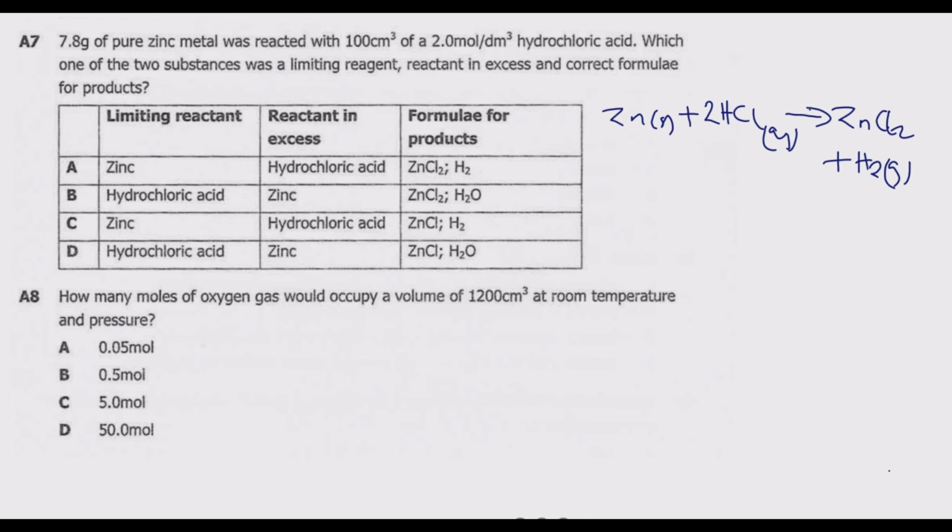So let us look at the options. Before even going further, we can eliminate which ones are not the products. We know that the products are these two. We know that there is no water because there is no oxygen there. So basically it's not an oxide unless it was zinc oxide. So B is not correct. Then also D is not correct.